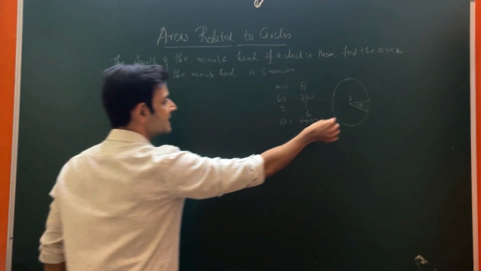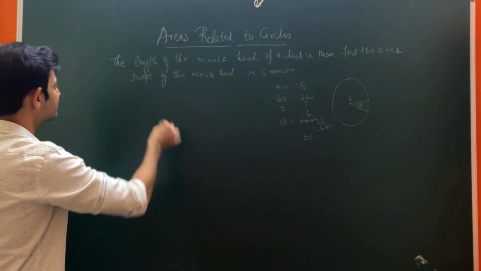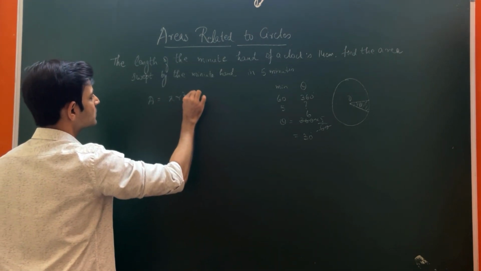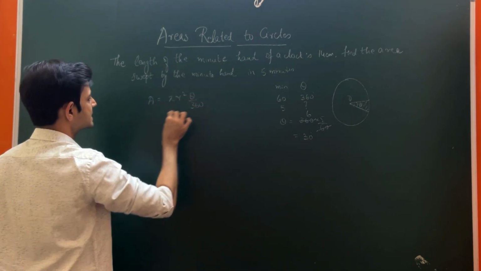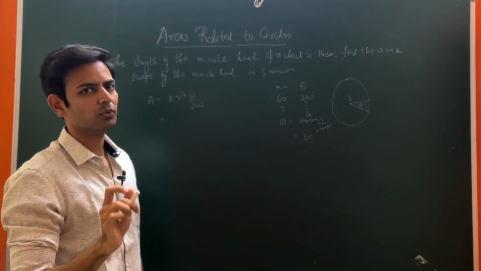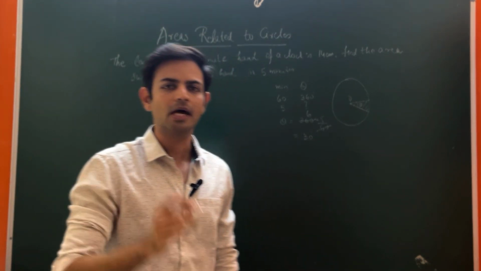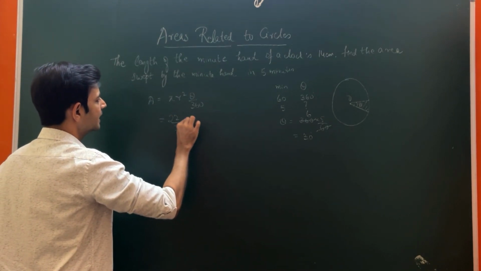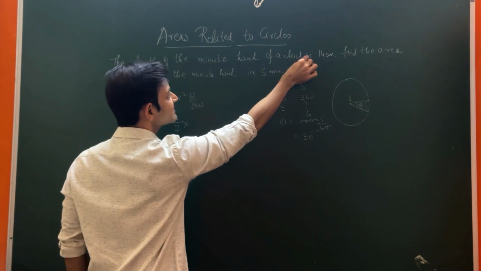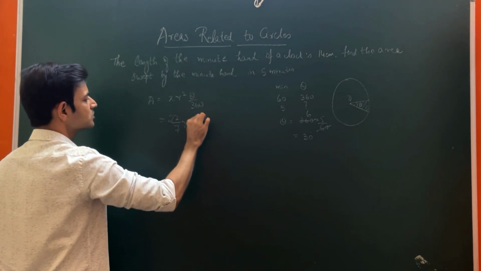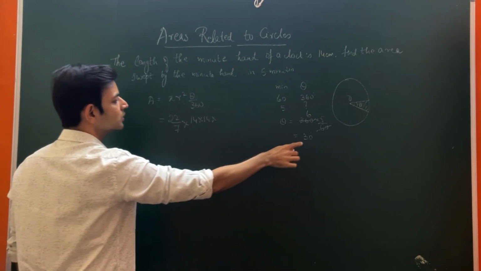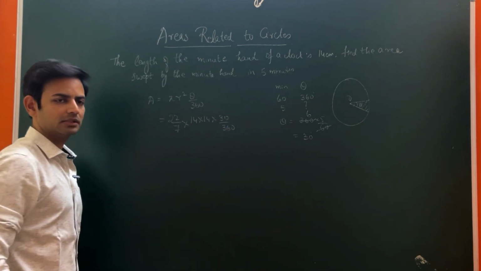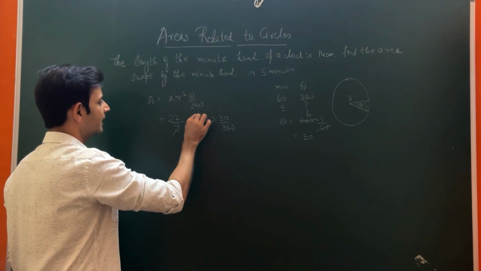Now because it is a sector here, we'll use the formula of a sector, that is A is equal to pi r squared theta by 360. Unless it is mentioned to us, we'll use the value of pi as 22 upon 7. So 22 upon 7 into r square. R is 14 here. So 14 into 14 into 30 by 360. Let's just solve it here. This goes by 2.